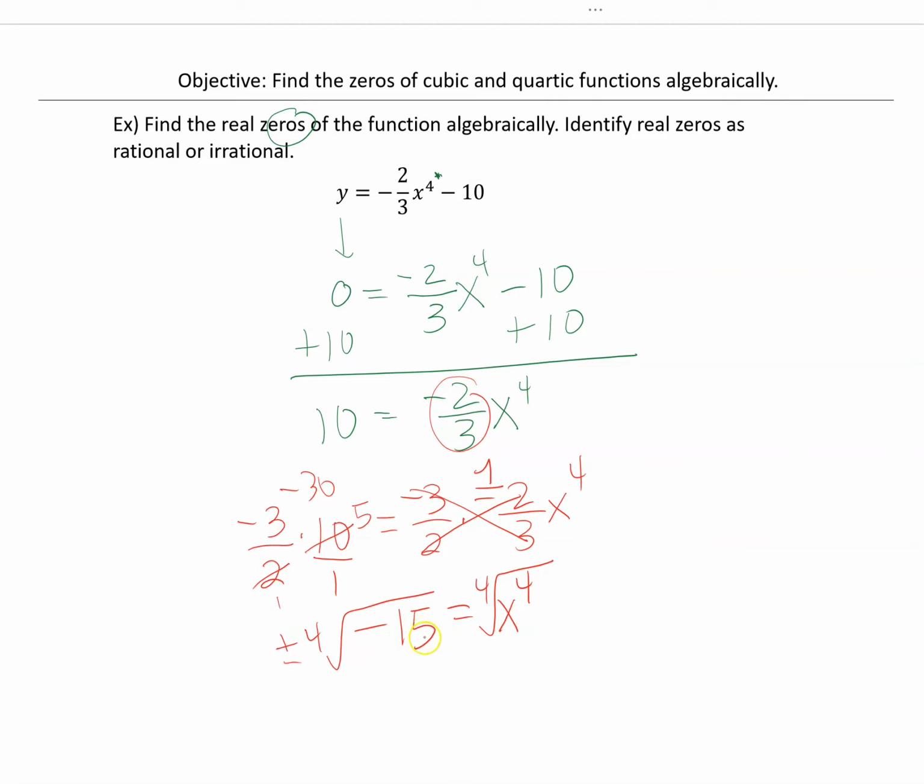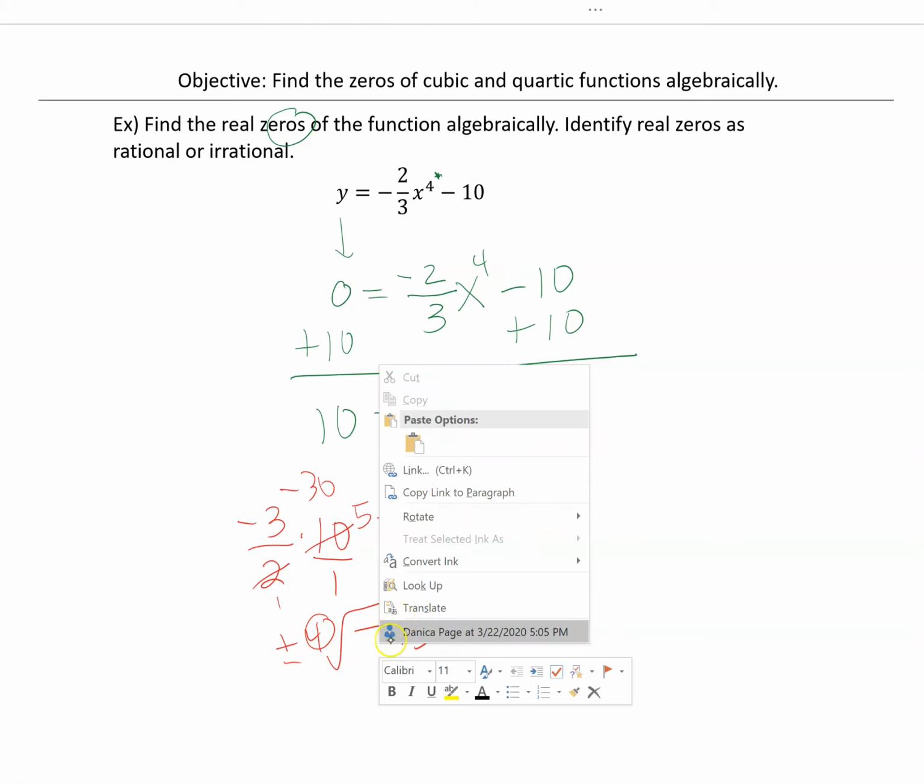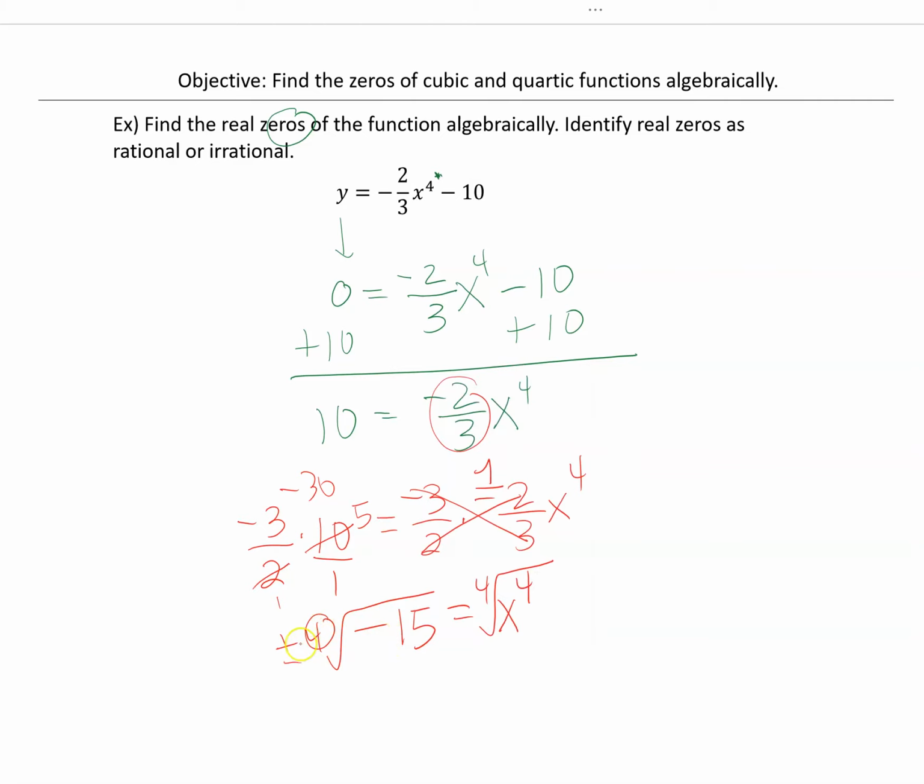There is no positive number times itself 4 times that can ever be negative. There's no negative number times itself 4 times that could ever be negative. This is definitely not a real number. So remember that we're only finding real zeros of our function. This is not real, therefore our conclusion will be no real zeros.